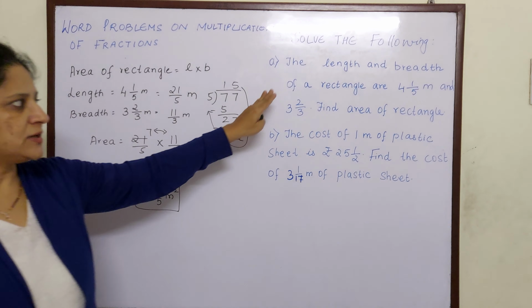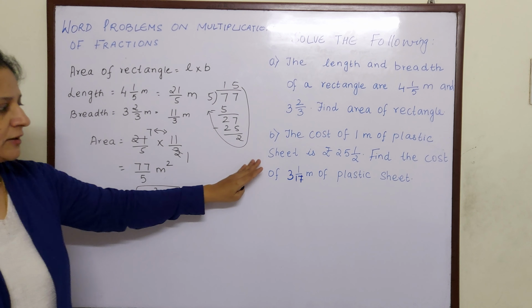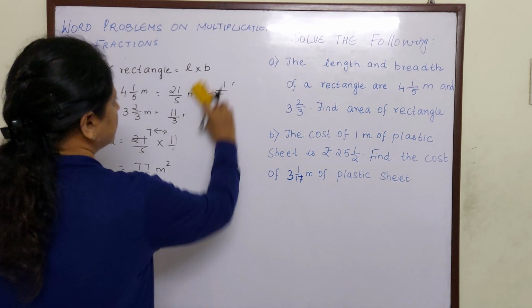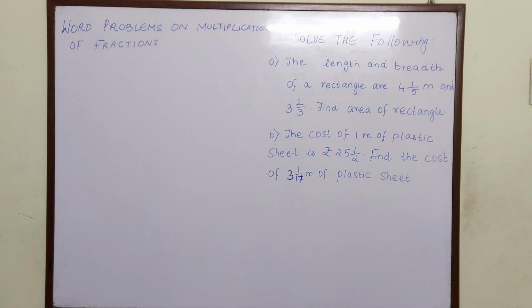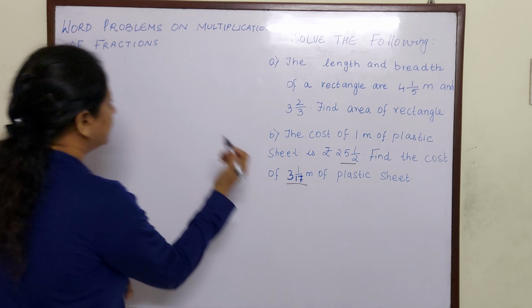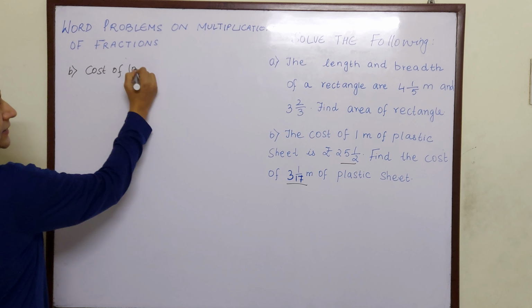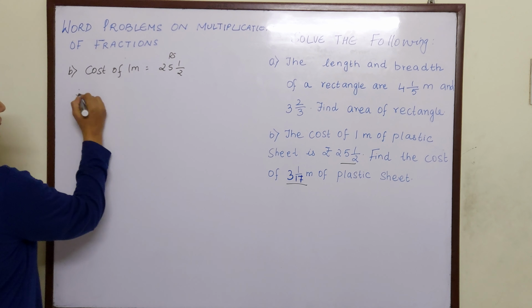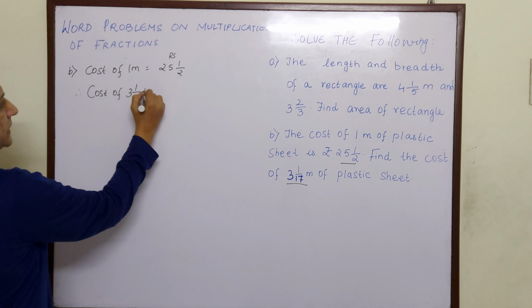So hope you understood children why in this particular problem we have done multiplication. Now let us go to the next problem. The cost of 1 meter of plastic sheet is 25 1 by 2 rupees. Find the cost of 3 1 by 17 meter of plastic sheet. That means here they have given us the cost of 1. Cost of 1 meter is equal to 25 1 by 2 rupees. Therefore, find the cost of 3 1 by 17 meter.